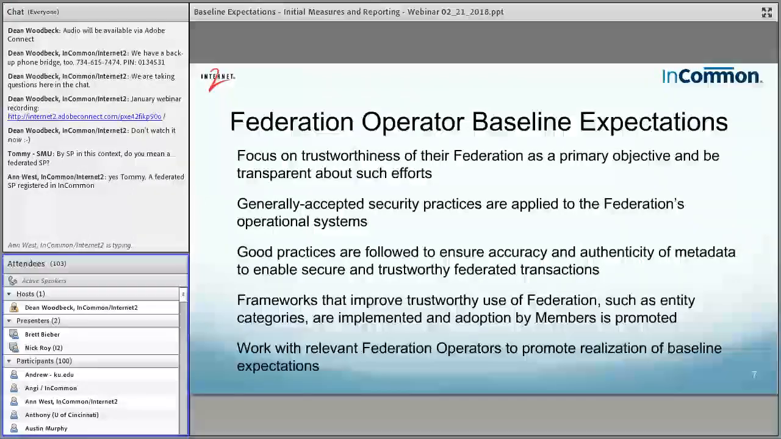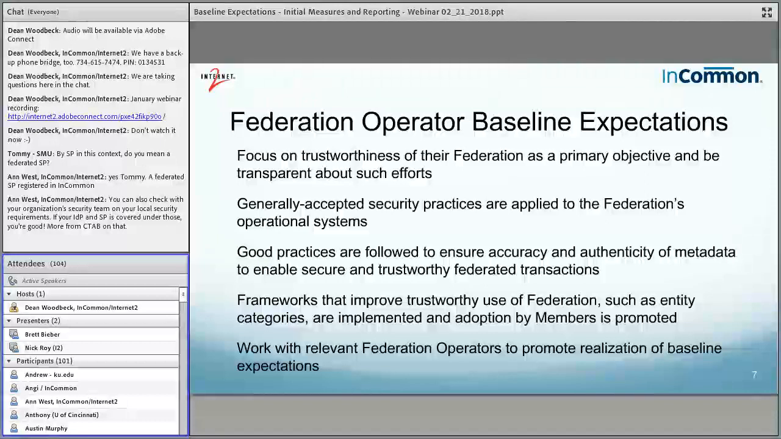And then as Brett mentioned, there's expectations for the federation operator. We have a pretty big role to play in this program. We need to focus on the trustworthiness of the federation as a primary objective and be transparent about such efforts. And that's actually what this program is all about. It's making sure that the federation achieves a common level of security and transparency.